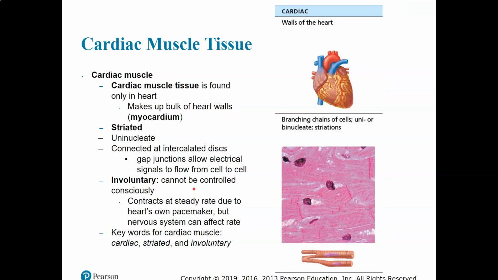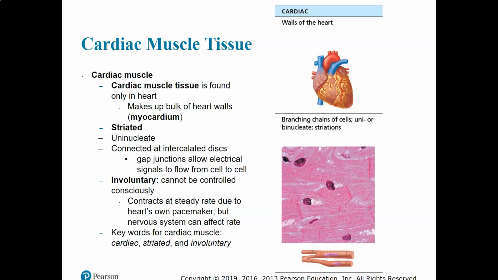Cardiac muscle tissue is the muscle tissue that's only found in the heart. And it's going to make up the bulk of the heart walls, what we call the myocardium. Like skeletal muscle, it is striated, but unlike skeletal muscle, instead of being these long cylindrical cells, they're these short branching cells. They are also uninucleate, meaning one nucleus per cell, and they are going to be connected together at what are called intercalated discs. And these intercalated discs are going to have gap junctions in them that are going to allow electrical signals to flow from one cell to another. Remember, electrical signals are what are going to cause muscle cells to contract. So this is going to be important in organizing the contraction of the heart as one functional unit.